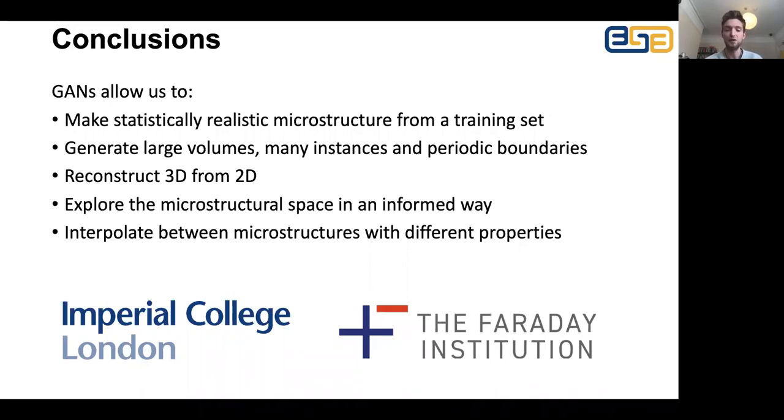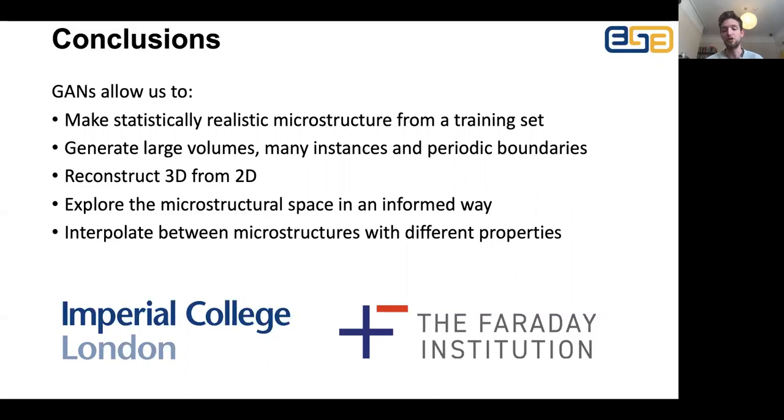We can explore microstructural space. If you want to make one particular type of microstructure with some features that you already know, then we can do that. So we can explore in an informed way, or we can interpolate between microstructures randomly to try and explore and find new microstructure.